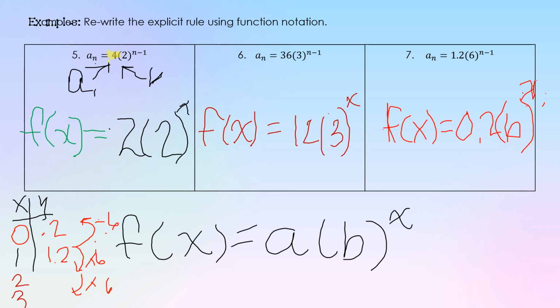And again, you didn't have to use f of x. You could do h of t or p of k. You could use whatever variables you want, but just make sure that whatever you decide to be the input, it is in your parentheses, but it's also your exponent.